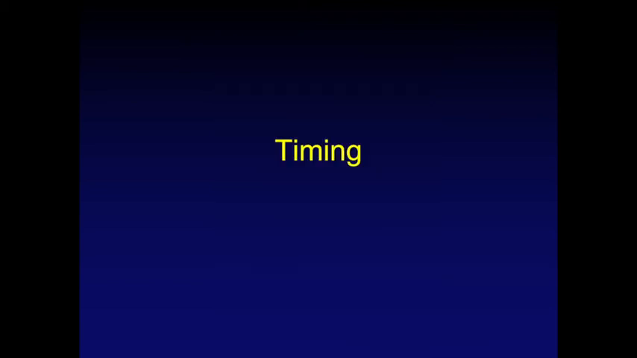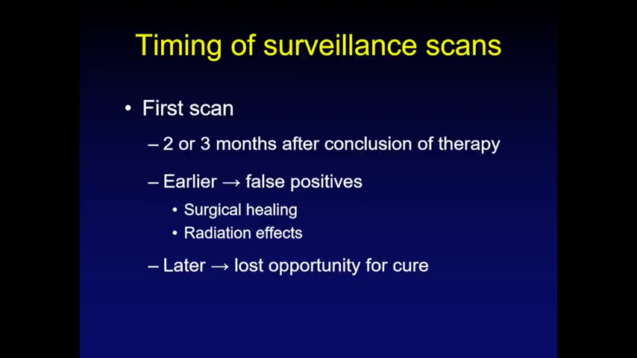Let's talk about timing. When should we be doing PET CTs? When should we perform the first PET CT after the conclusion of therapy? Most people shoot for about 3 months. The literature says that there's really no difference between 2 months after therapy or 3 months after therapy, so you can get a little bit of a jump on that and do it at 2 months if you like.